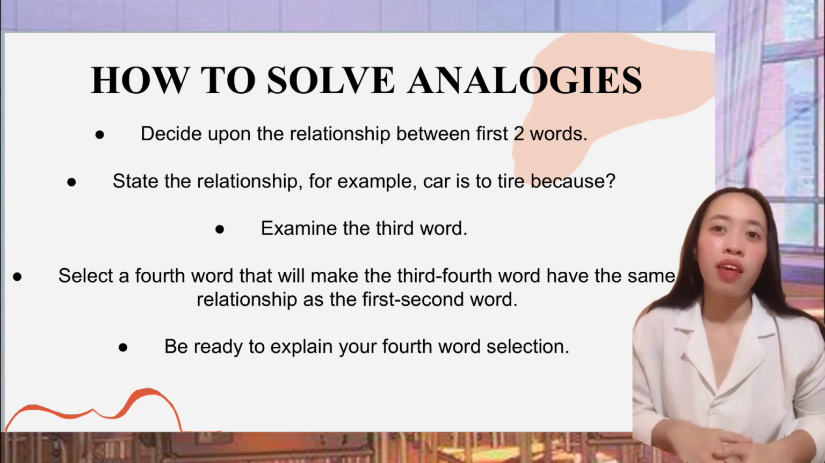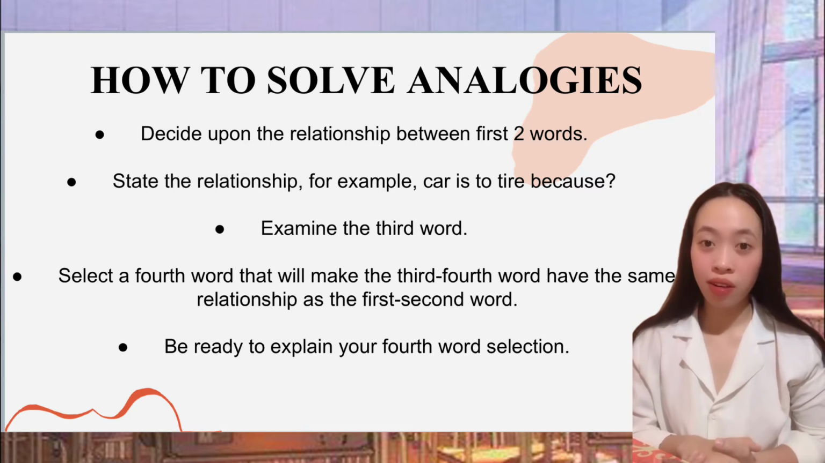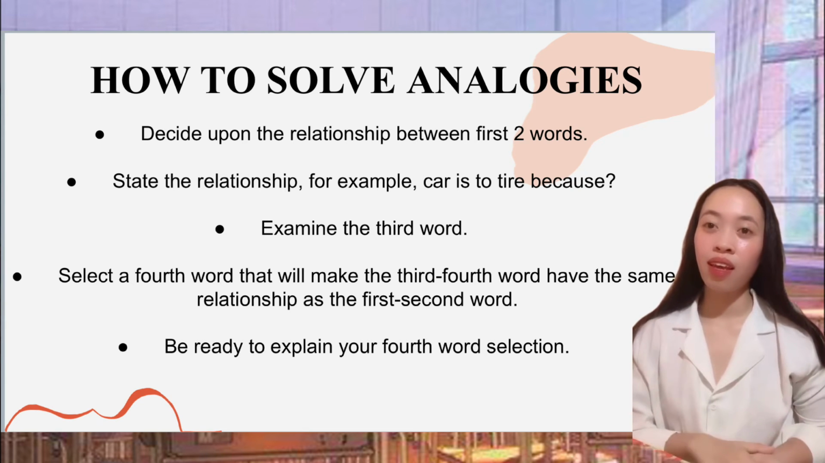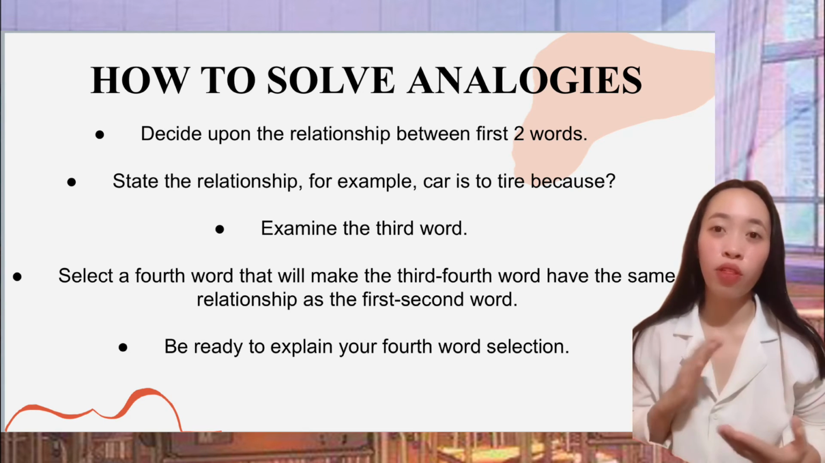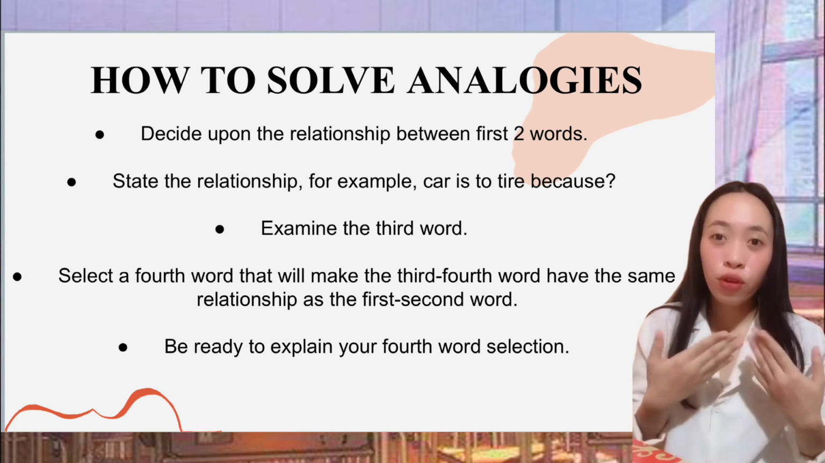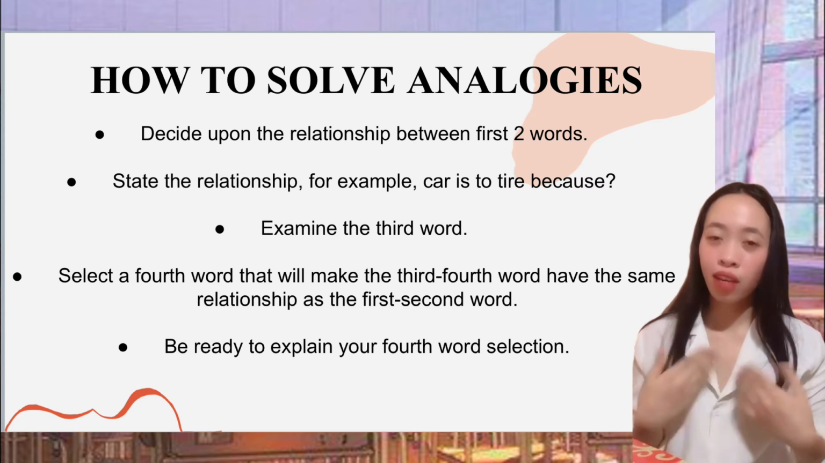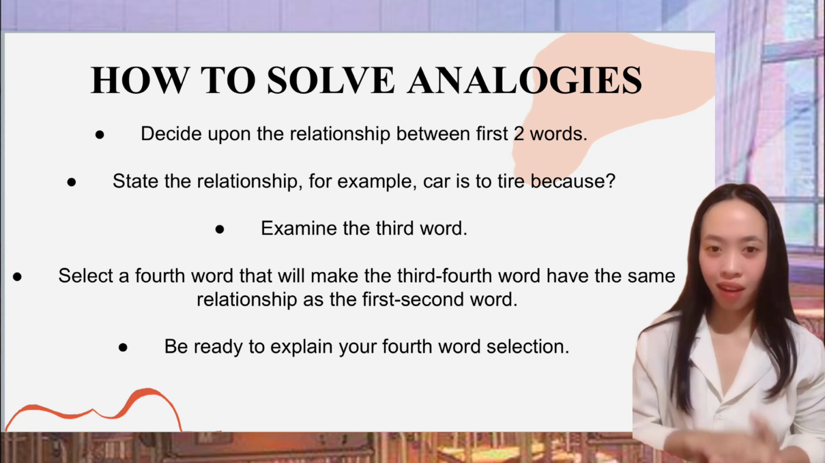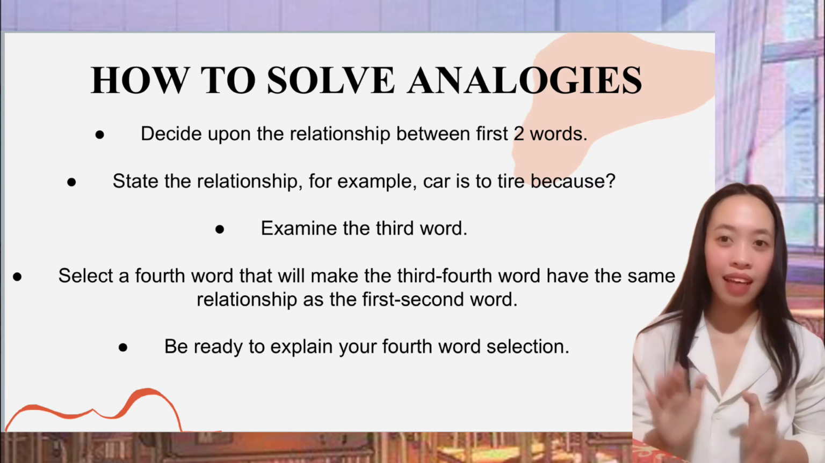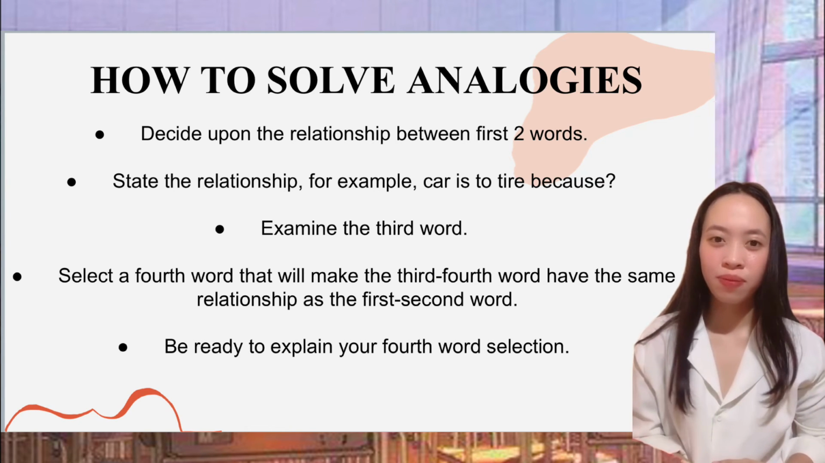Next, state the relationship. For example, car is to tire because. And next is examine the third word. And next, select a fourth word that will make the third and fourth words have the same relationship as the first and second words. And last, be ready to explain your fourth word selection.